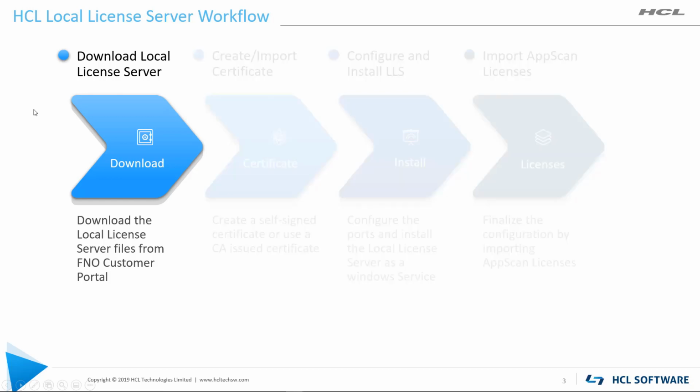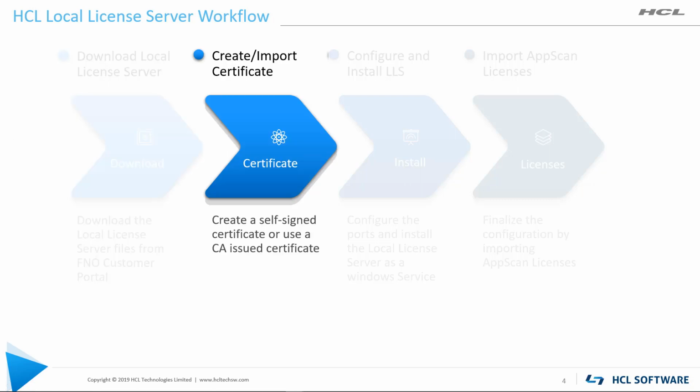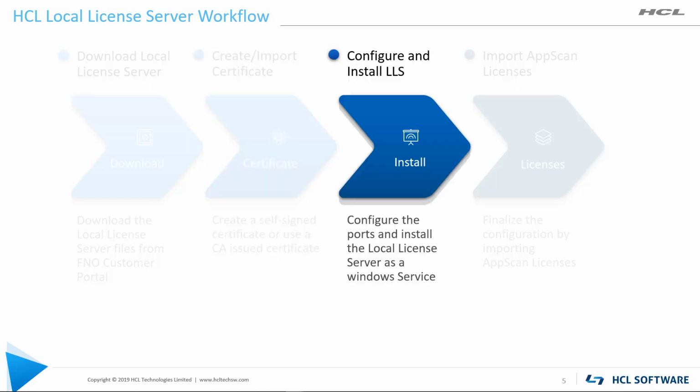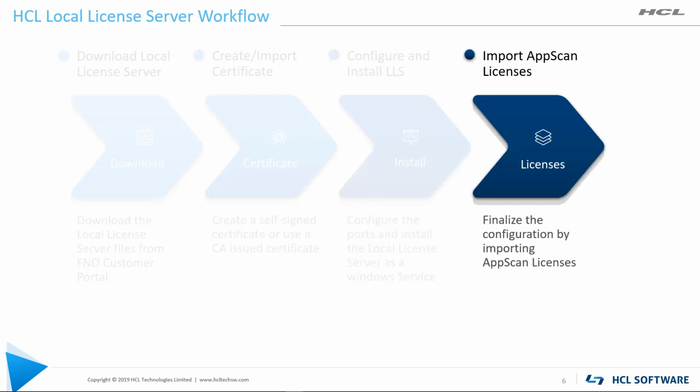The first step is to download the local license server from the FNO portal. The second step is to create or import a certificate to be used by the HCL local license server. Step 3 is to configure all the ports and install the local license server as a Windows service. And the last step is to finalize the configuration by importing all the AppScan licenses.